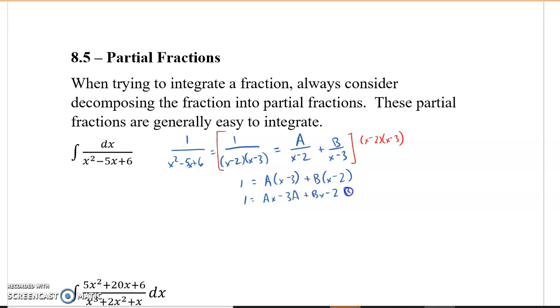So then we can distribute and find out that 1 equals Ax minus 3A plus Bx minus 2B. So we've got Ax and we've got Bx, so we've got A plus B times x, right? And we've got a constant of minus 3A minus 2B. So our x term in our original numerator, which is 1, was 0x. That means that A plus B must equal 0. And our constant is 1, so that means that -3A minus 2B has to equal 1.